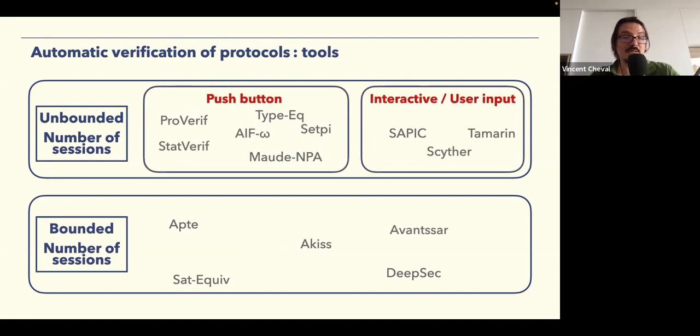Within this class of tools, you can separate push-button tools and interactive user tools, like Tamarin and Squirrel, where the user can actually help the tool with the proof, either by introducing lemmas or axioms or really guiding the proof as it goes on. Whereas with tools like ProVerif, StatVerif, and so on, you just put in your model, press the button, and that's it. The proof is done. Or unfortunately, either it doesn't terminate or gives you a false attack, but you cannot really help the tool other than inputting your model.